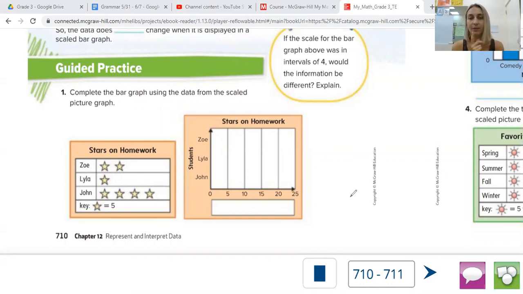Complete the bar graph using the data from the scaled picture graph. So you're going to do the exact same thing. You're going to take this information and turn it into a bar graph. Now, the only thing you need to be careful of is sometimes your bar graphs will go vertically, sometimes they'll go horizontally.